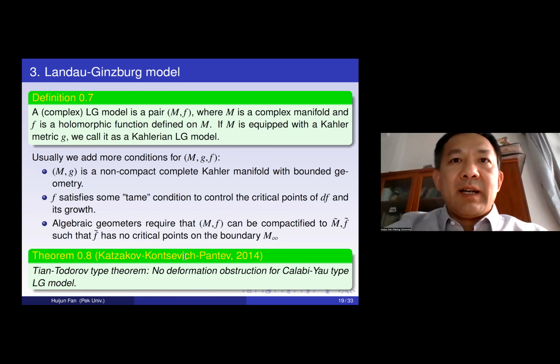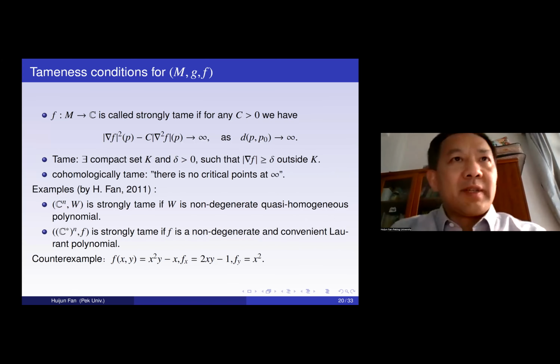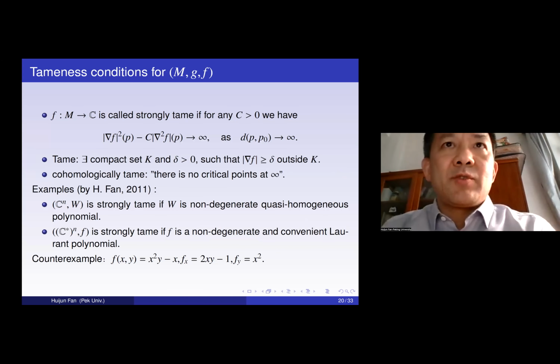Of course, this can remind you of log geometry, because you have the Calabi-Yau pair. So this says potentially the LG model has a very close relation with log geometry. And then we turn to the study of the tameness conditions for LG models.